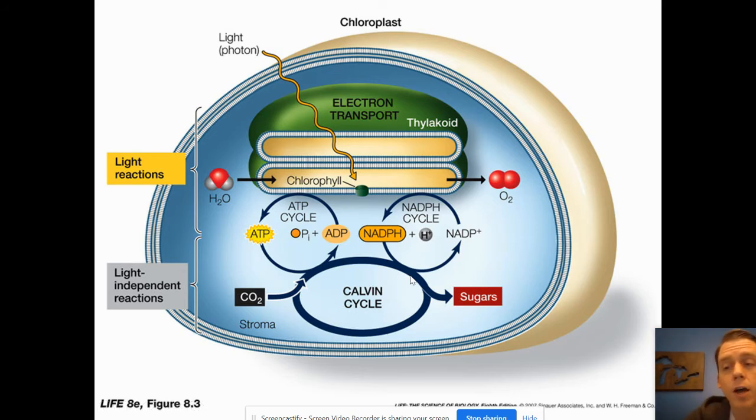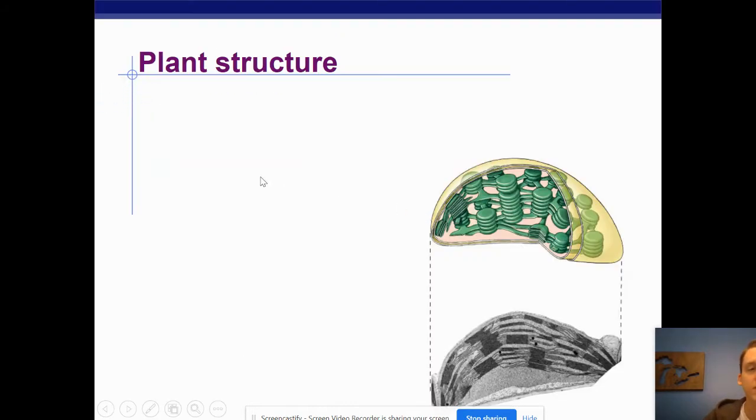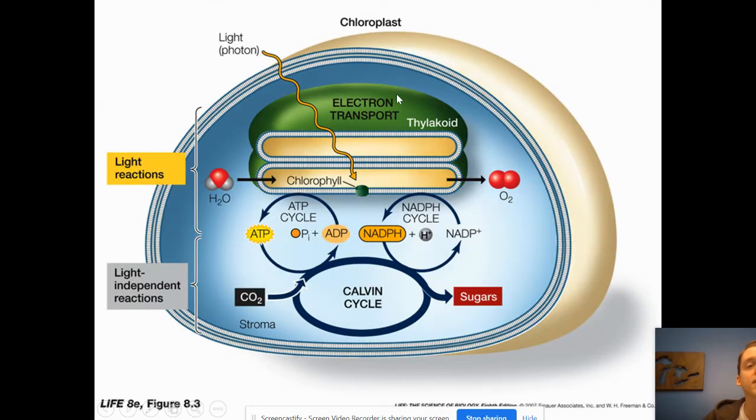So we actually divide up photosynthesis into two different reactions. There is the light reactions. These are the reactions that require light, right? That is why that photon of light is written in. And then there are the light-independent reactions. These don't require light, although they do require some of the things made by the light reactions.